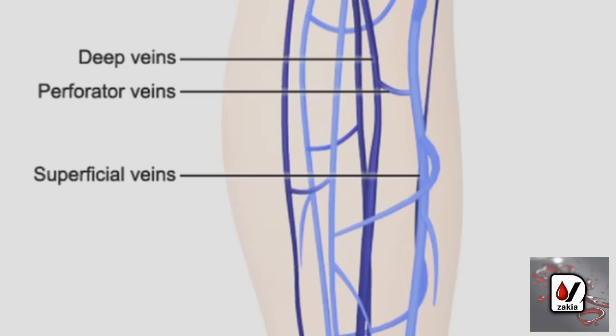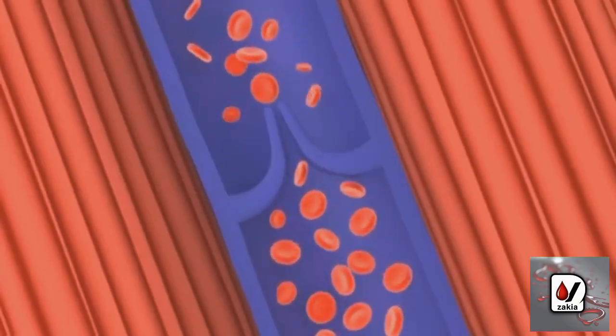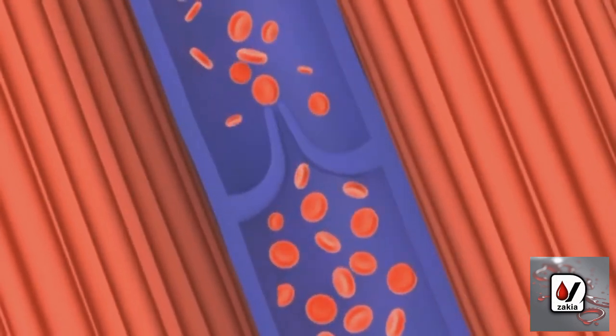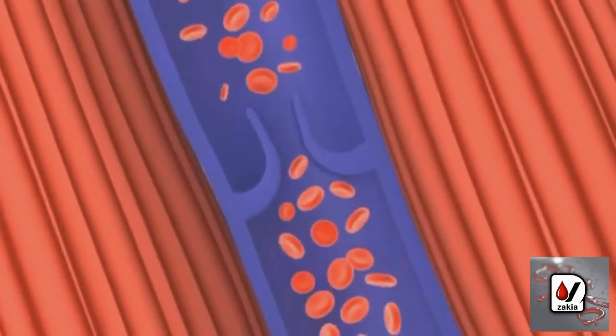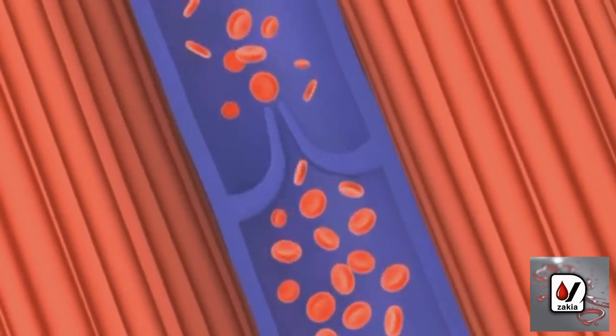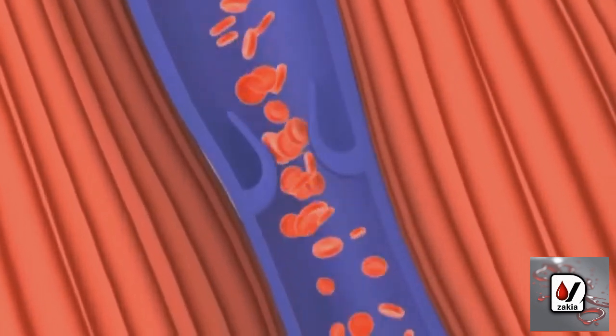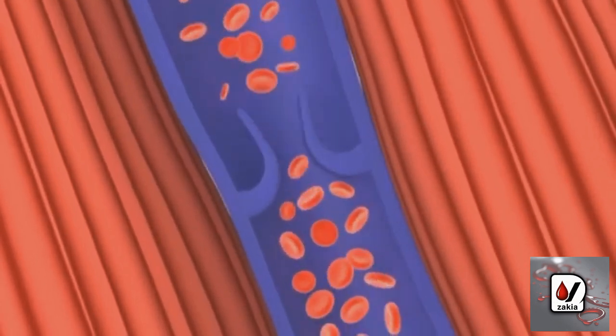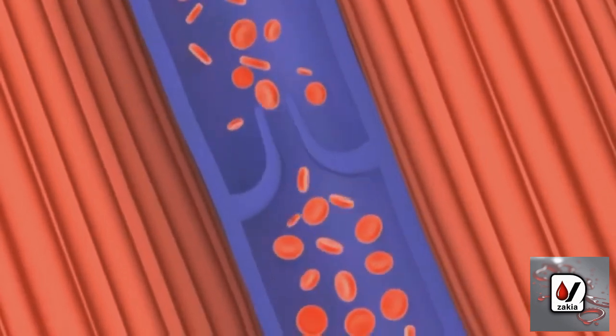The deep veins run between the muscles of the legs. Contractions of these muscles when you move your legs and ankles help to squeeze the blood back up towards your heart. Veins also have valves that prevent the blood from flowing back toward your feet. Here we show a valve and the muscles around the vein.